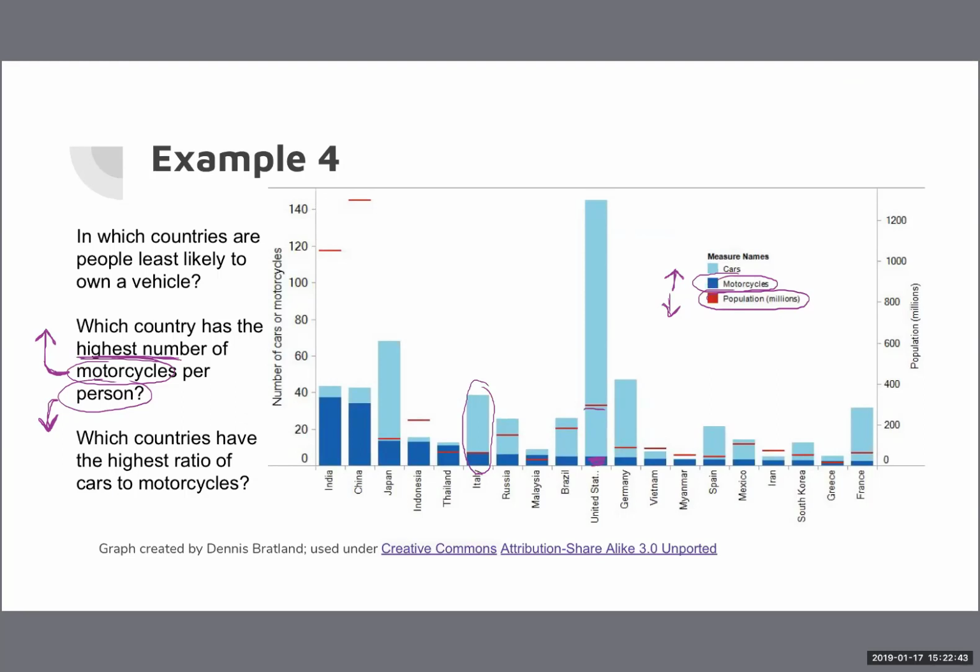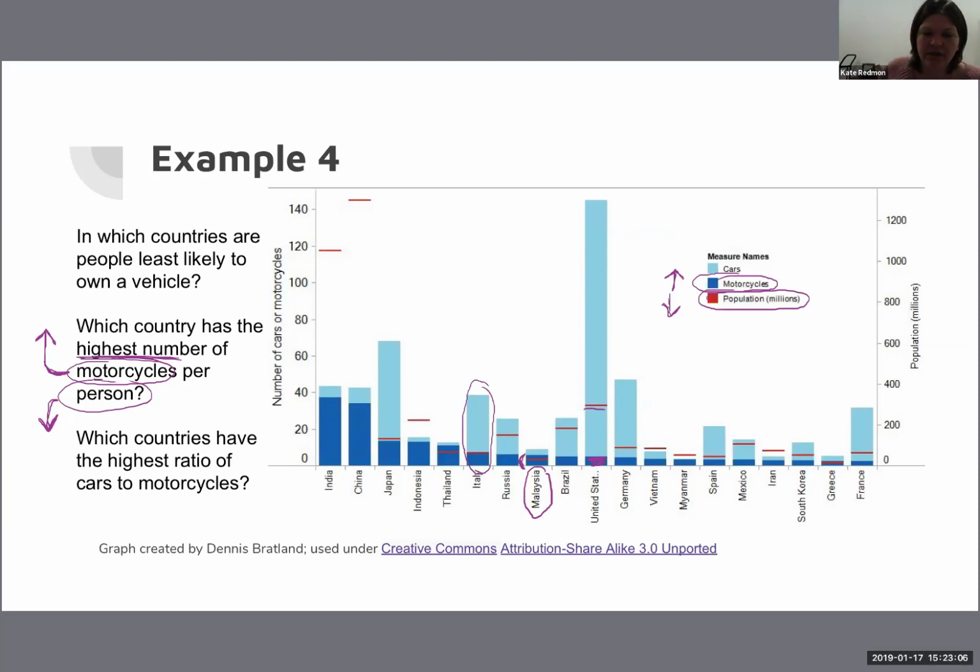Malaysia. Malaysia, there you go. See that dark blue exceeding that red? That's the sign that it's a high proportion, even though it's not a high amount on its own. When you compare the two, you end up with more motorcycles than people. Or it's not really more motorcycles than people because we have two different axes, but a higher relationship of motorcycles to people.